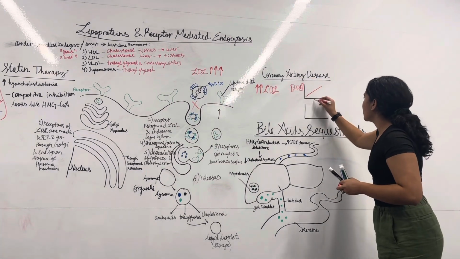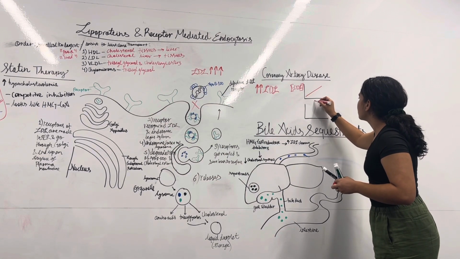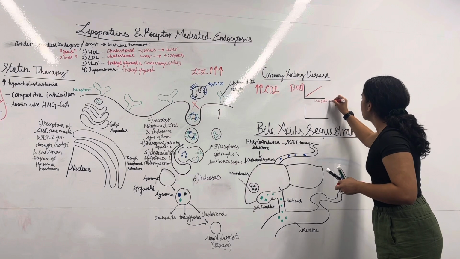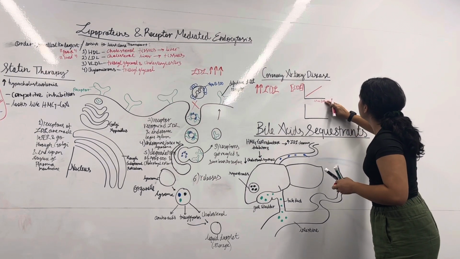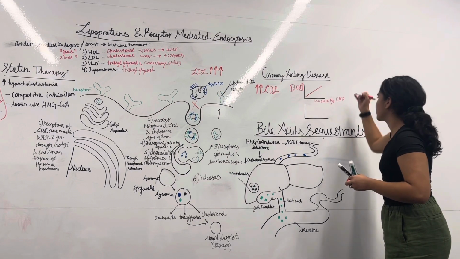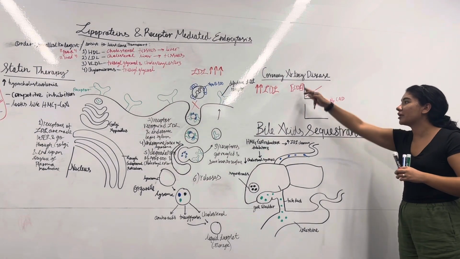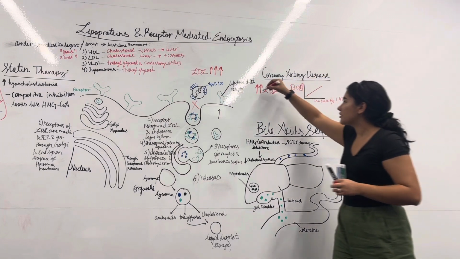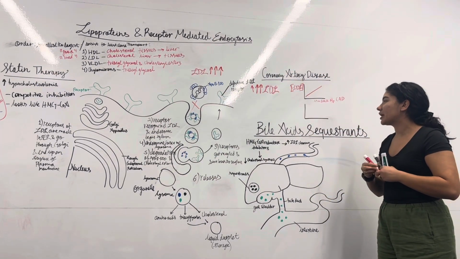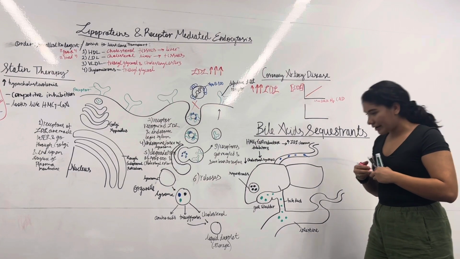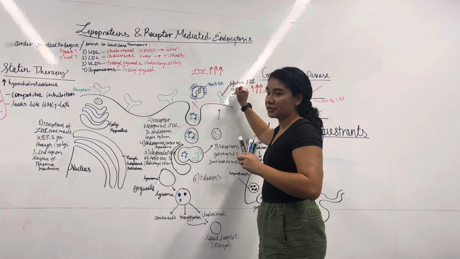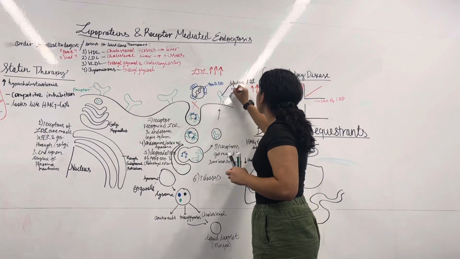And this is your incidence of heart disease, right? Of CAD, coronary artery disease. It's a positive correlation. The more LDL found in the bloodstream, the higher the incidence of coronary artery disease. And that happens because you have faulty receptors, faulty LDL receptors.